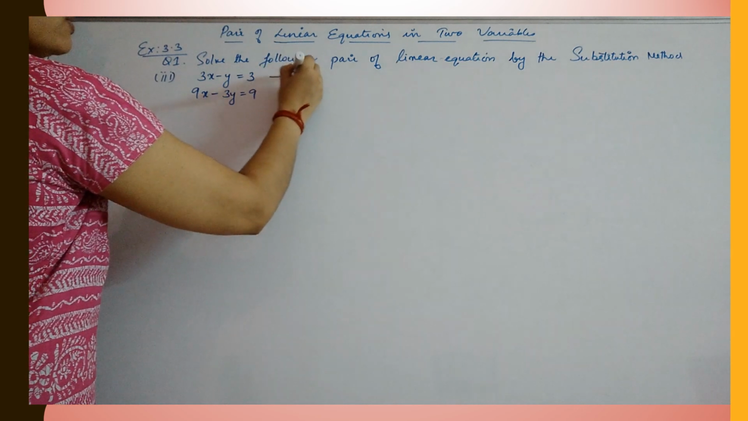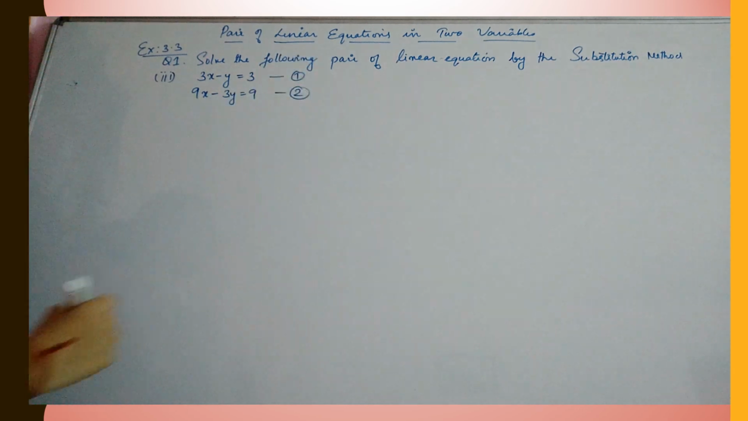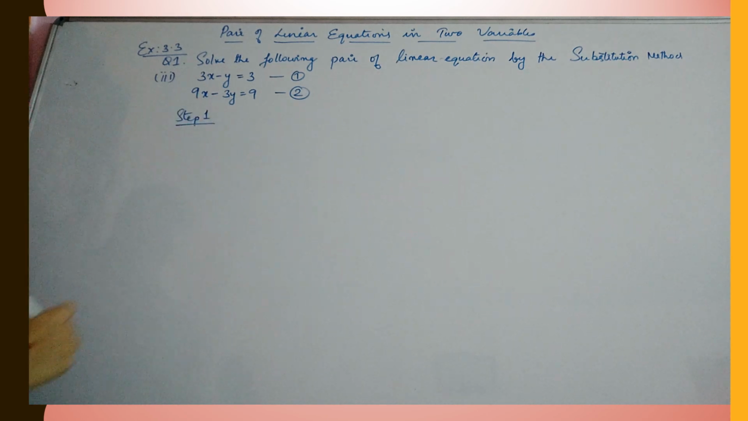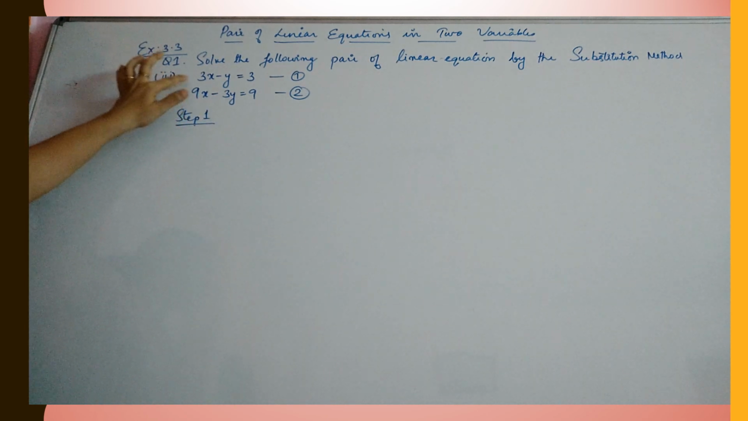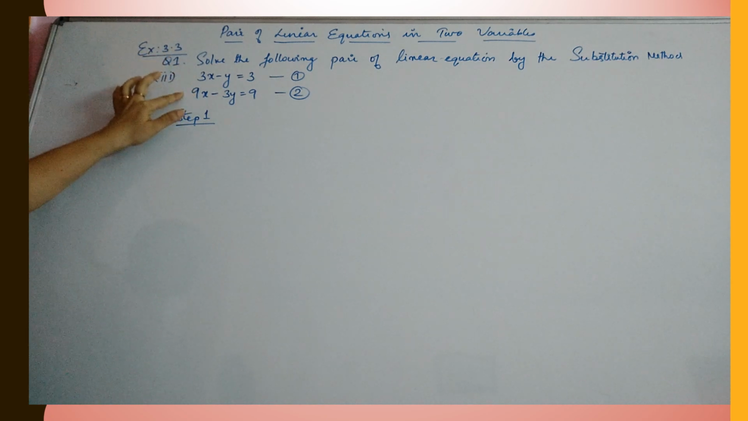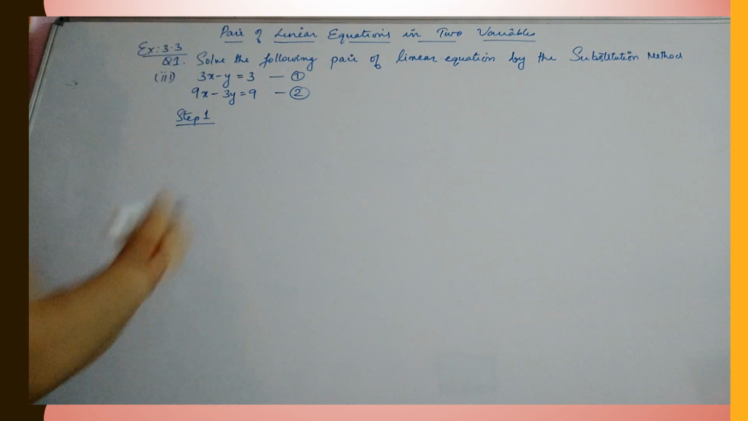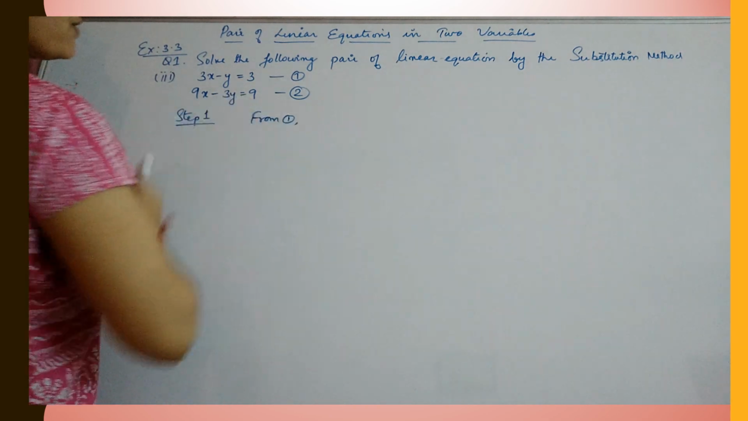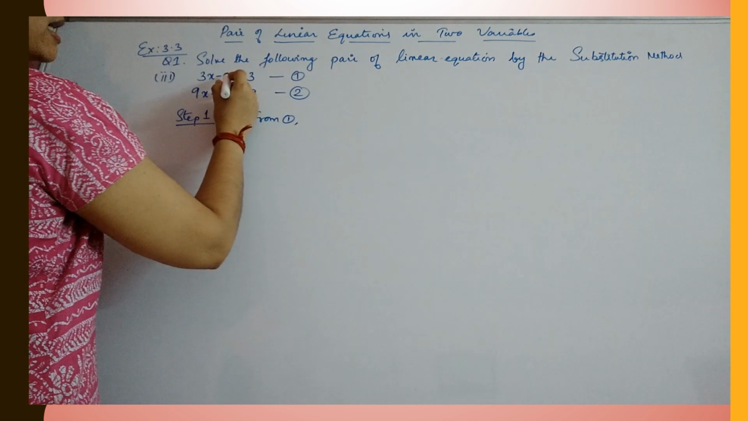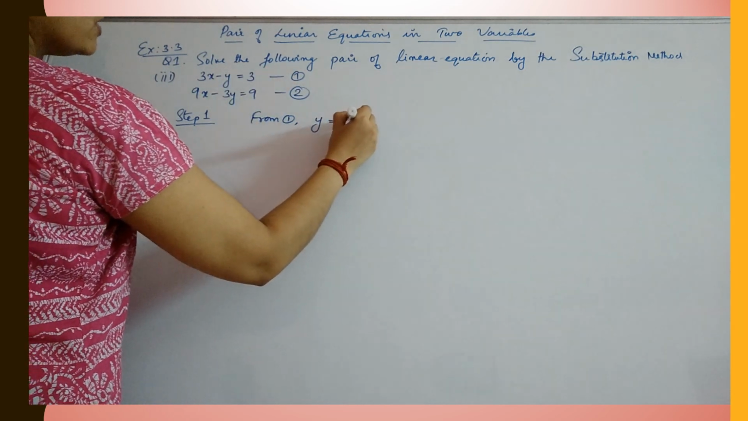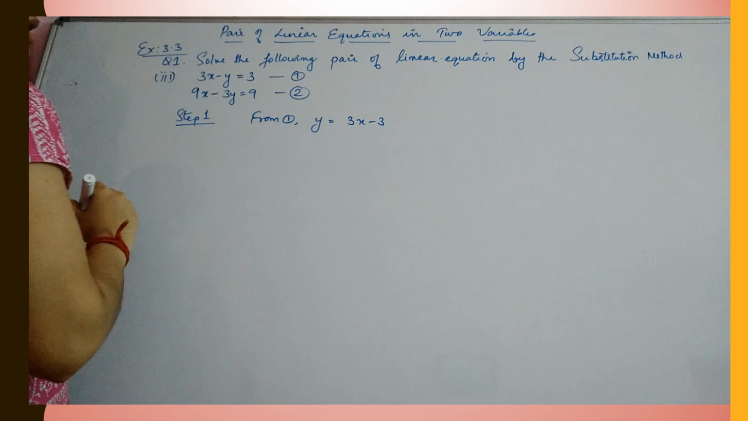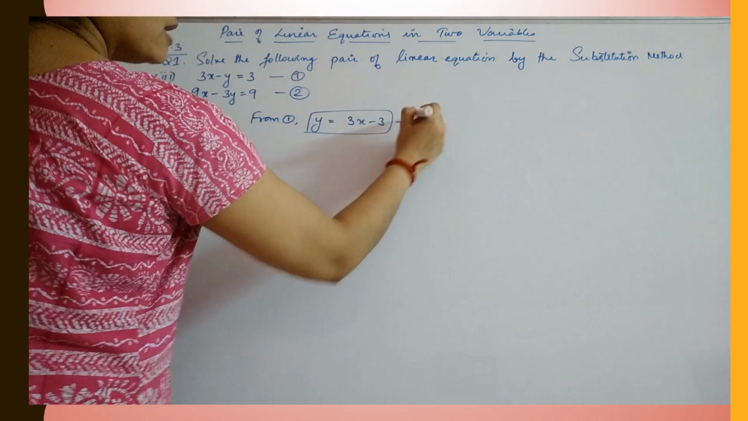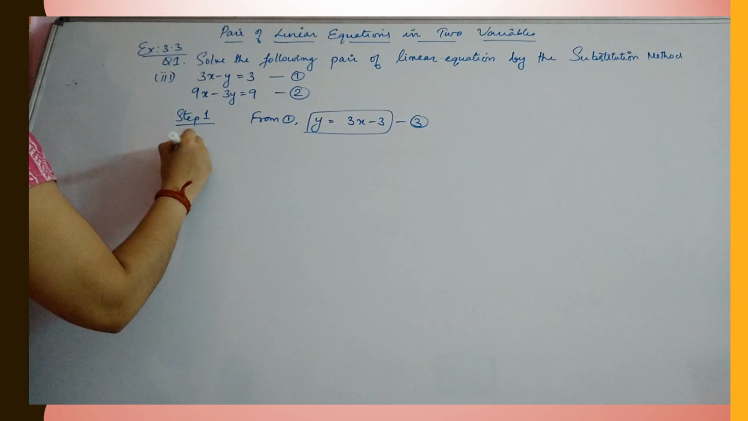What was the substitution method? First we will label both the equations as 1 and 2. Now your step 1 was you have to find out one variable from either of the equations. From either of the equations you can find the variable. So I am just finding it from the first equation. I am finding out what y is equal to. What you will get is y is equal to 3x minus 3. I will put it as equation number 3 and I have to use it in your step number 2.